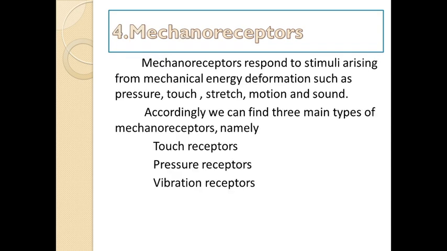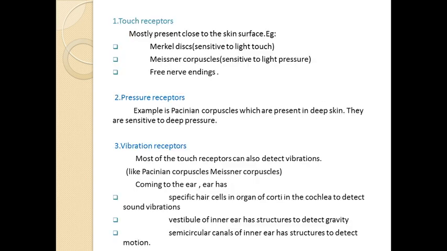Then the fourth type of receptors is mechanoreceptors. Mechanoreceptors respond to stimuli arising from mechanical energy deformations such as pressure, touch, stretch, motion, and sound. Mechanical energy deformations means actually mechanical forces. So according to the type of force, there are three main types of mechanoreceptors: touch receptors, pressure receptors, and vibration receptors.